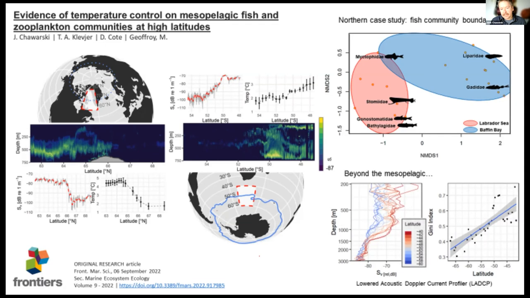So we started looking actually at lowered acoustic Doppler current profiler data, also known as the LADCP. We found that across that same boundary, looking even deeper, we saw a massive change in the distribution of backscatter, meaning we saw deeper scattering layers, more spread throughout the water column in warmer waters. And as we move north, those scattering layers started to dissipate vertically. Next slide, please.